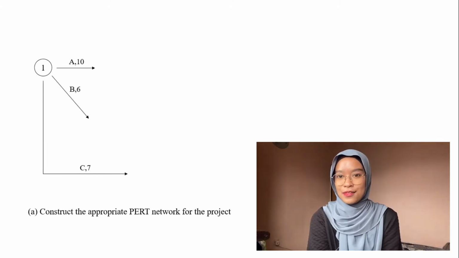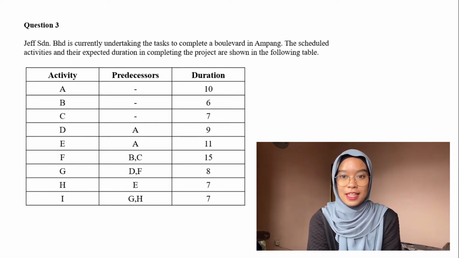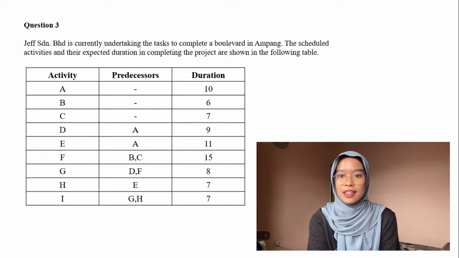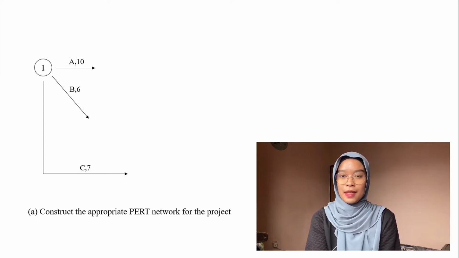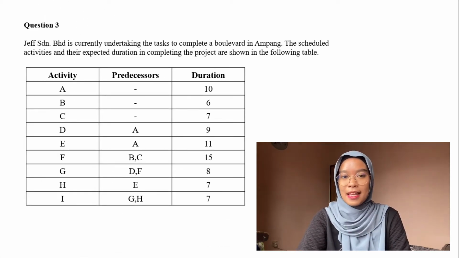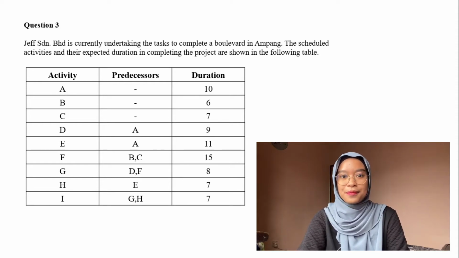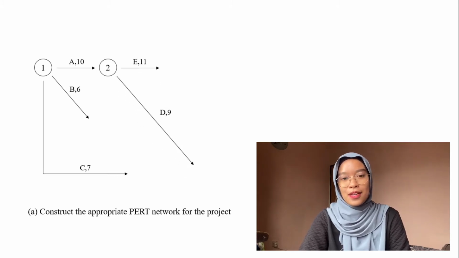Let's proceed to the next activity, which is activity D. The predecessor for activity D is activity A. To start a new activity, we must always end the previous activity or predecessor with the next node. So, to start activity D, we must first end activity A with the next node, which is node number 2. Activity E is the same as activity D, where the predecessor is activity A. So, to start activity E, we can start from the same node, which is node number 2. Then, the diagram will look like this.